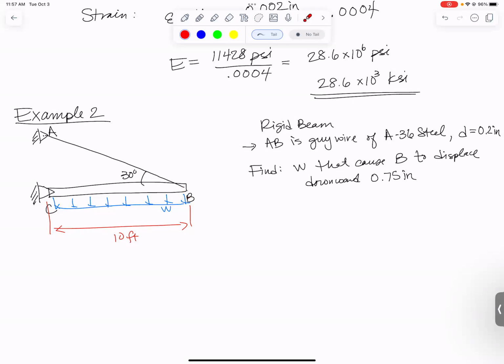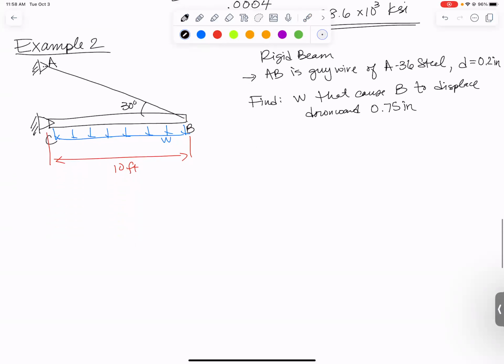So what I think I'd like is an equation that somehow relates this distributed load W to the force in the guy wire. And then I probably need to do a little bit of geometric analysis to figure out how much force it would take in the guy wire to cause it to stretch out enough that this beam would rotate enough for B to go down 3/4 of an inch. So let's take this one step at a time. Let's do the statics part first.